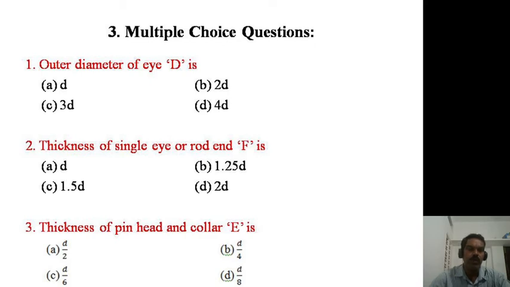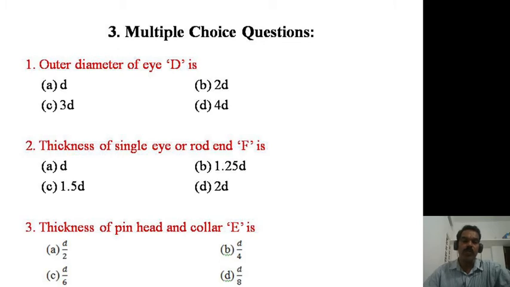Now the second question: the thickness of the single eye or rod end, that is capital F, is dash. The first option is d, second option is 1.25d, third option is 1.5d, and fourth option is 2d. So what is the actual right answer here? The thickness of the single eye, that is F, should be equal to 1.5d, that is the empirical formula. This is also available in the design data handbook. So C is the right answer for question number 2, that is capital F is equal to 1.5d.